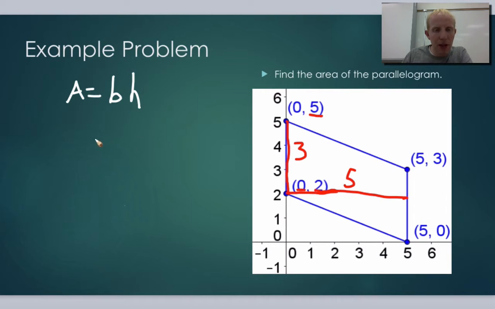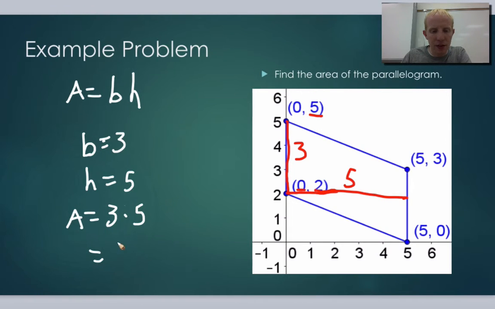So we got these values, and we just plug them back into the formula. The base is going to be 3 in this case, and the height is going to be 5. So area equals 3 times 5. That's going to give us an area of 15, or 15 units squared. So there we go. That's the area of that parallelogram.